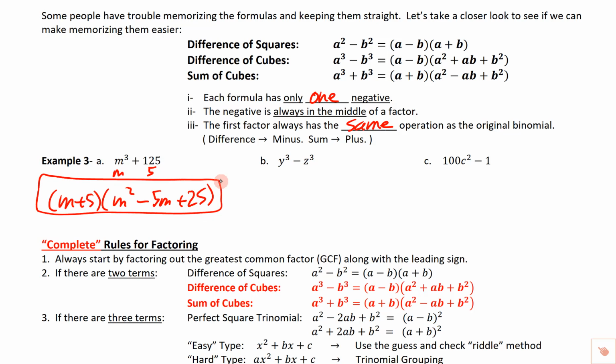Now, I told you we'd kind of take a look at why it works this way. So I'm going to come up here, and we're going to write down m plus 5.